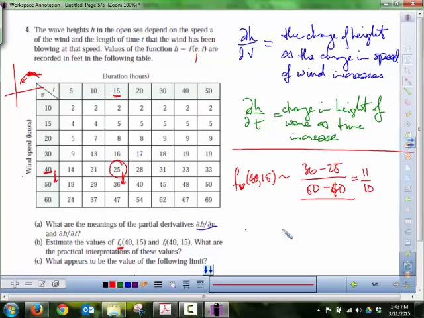So what we're going to do is make another approximation of what happens when I go backwards. How does that change? So the change in height, again using the table, is 25 minus 16 divided by the change from 30 to 40, so 40 minus 30. And then I'm going to get a value for this, which is 9.